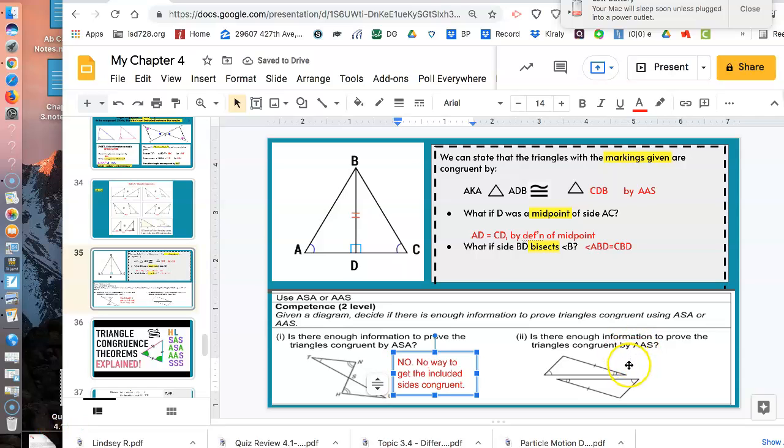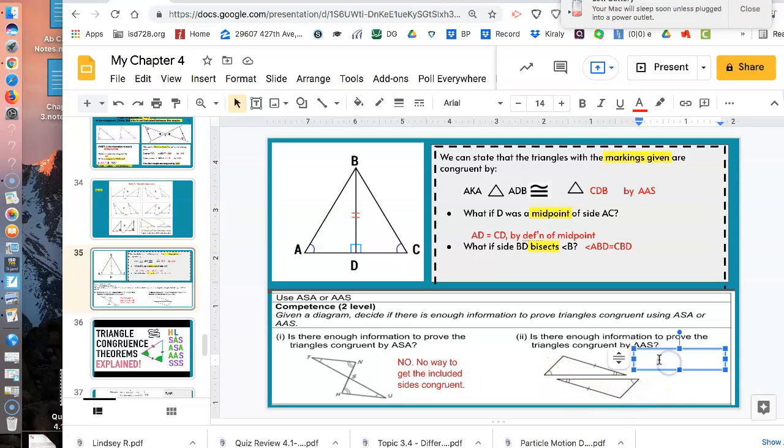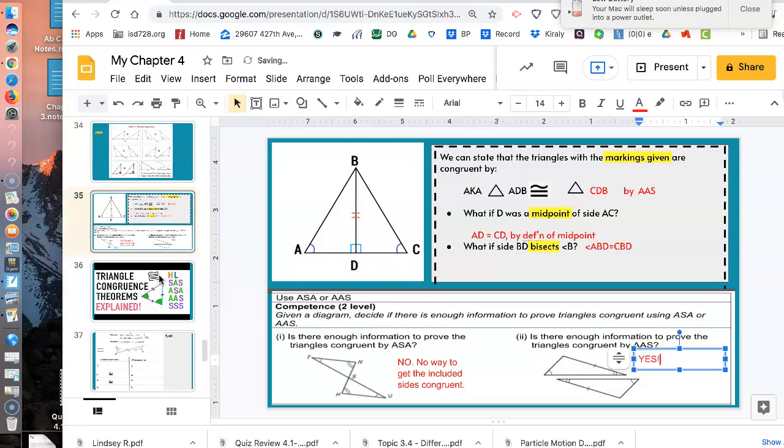Is this enough for angle, angle, side, not smashed between them? So let's go walk the triangle. I've got angle, angle, side, not smashed between them. Here's the corresponding one to where I started. Angle, angle, side, not smashed between them. This is a definite yes, and I didn't even need to add my brain to the picture.